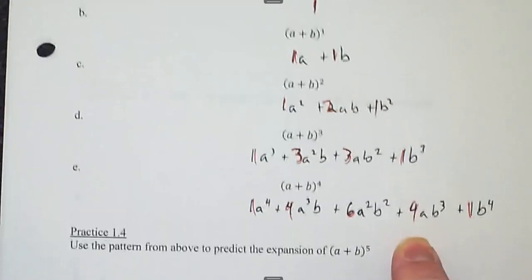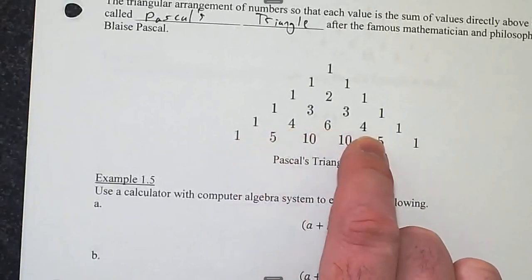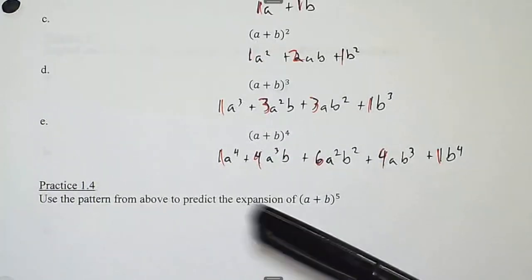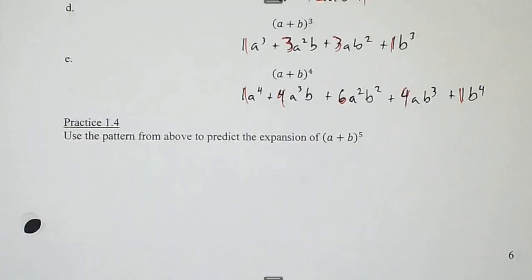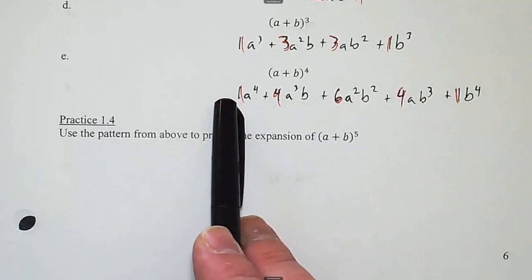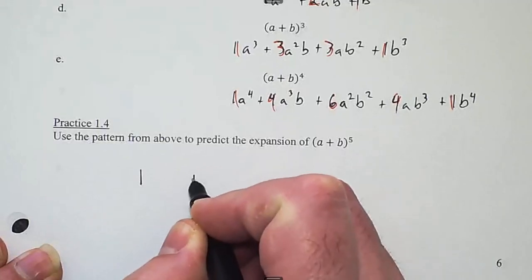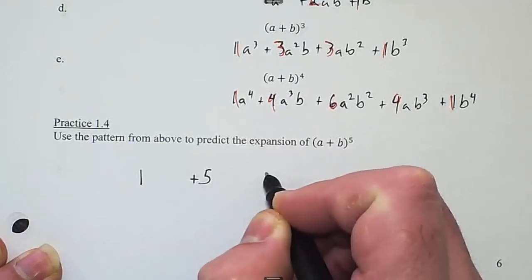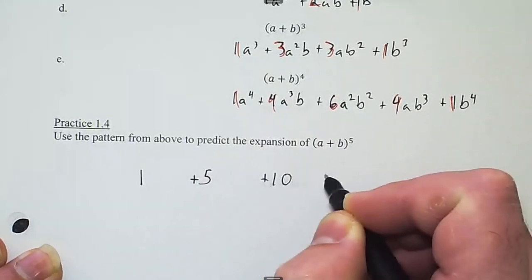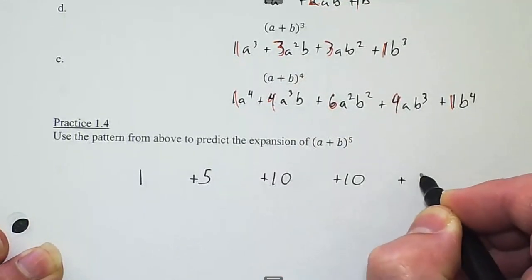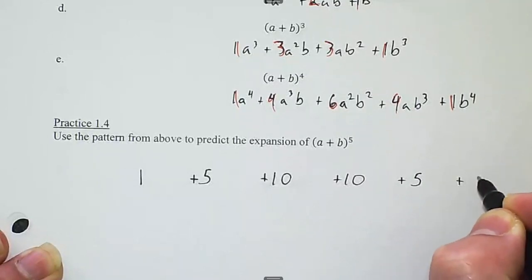That's a 4. 1, 4, 6, 4, 1. So now that we've seen the pattern, we'll do the practice problem together, can we figure out what a plus b to the fifth must be? So look carefully at the coefficients. They come from the triangle. So let's just start with that. 1 plus 5 plus 10 plus 10 plus 5 plus 1.